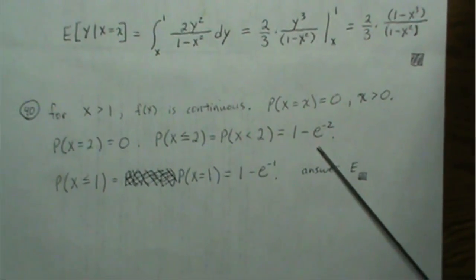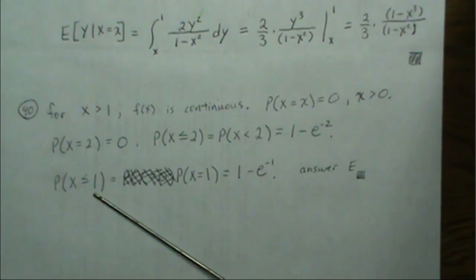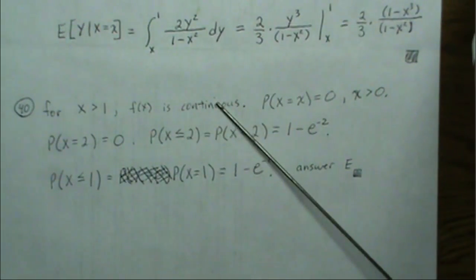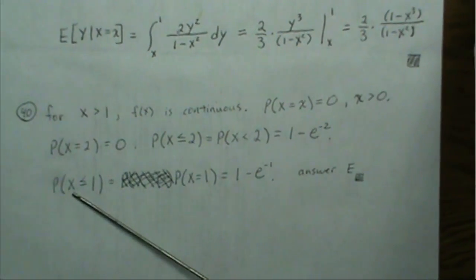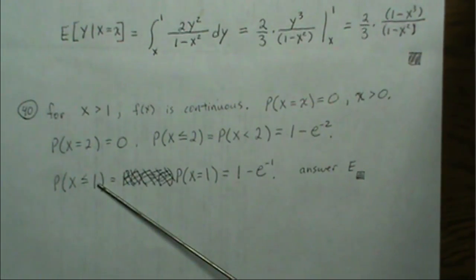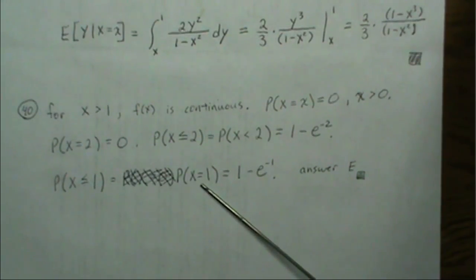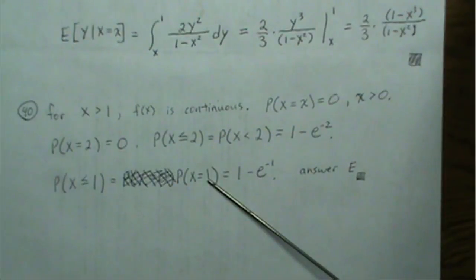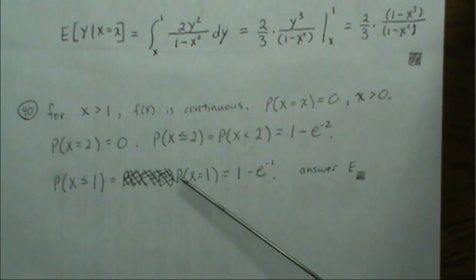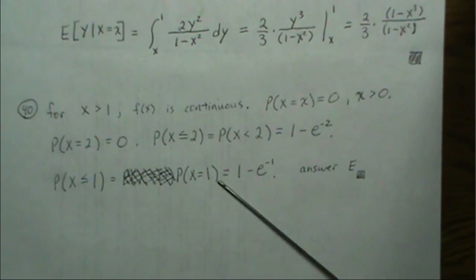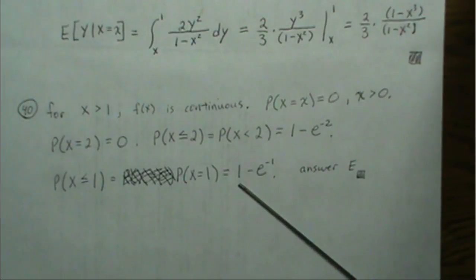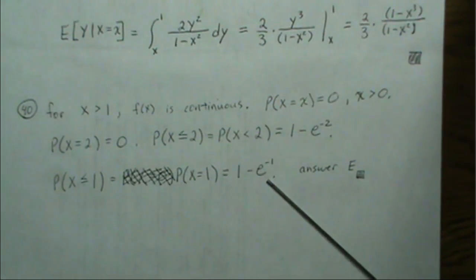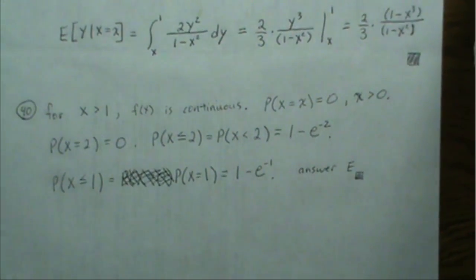Now if we look at the probability of 1, which is a boundary point, that's why we didn't say it was continuous. So if we're less than or equal to 1, that's the same as the probability we're equal to 1 because being less than 1 is 0. So these two are the same, which the probability that we're equal to 1 is 1 minus e to the minus 1. So the answer is E.